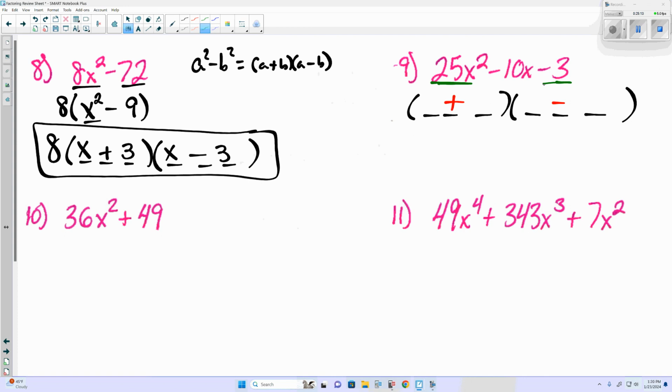Now we need to find the factors of the first and third terms. 1 and 25, and 5 and 5. Since the factors of 3, there's only one set, 1 and 3, we might as well plug those in. 25x squared, well, we will have x and x. Now we just need to determine if we're going to use 1 and 25 or 5 and 5. 5 and 5.